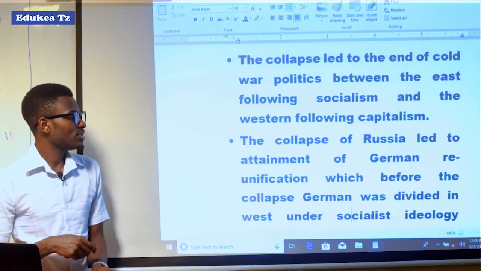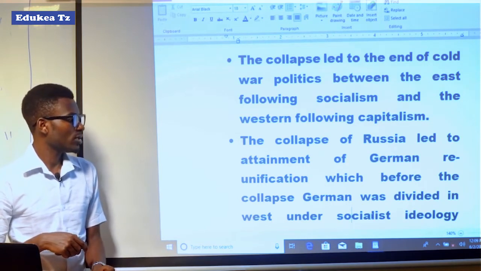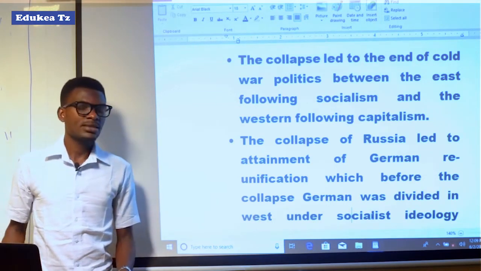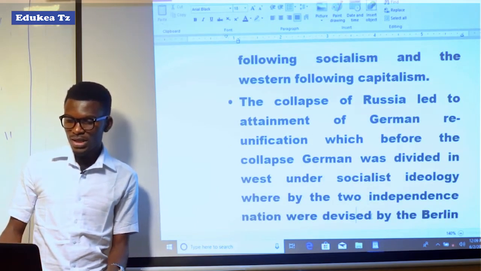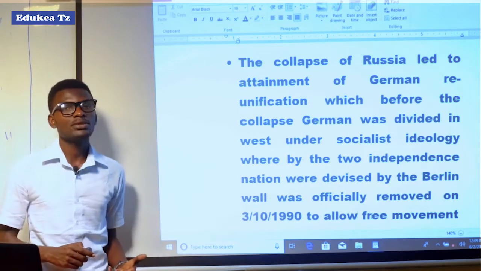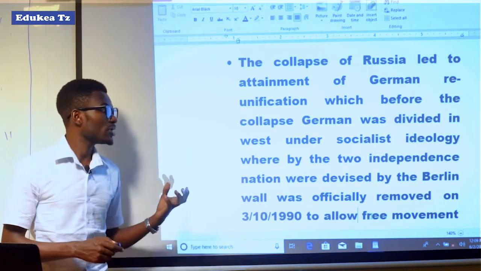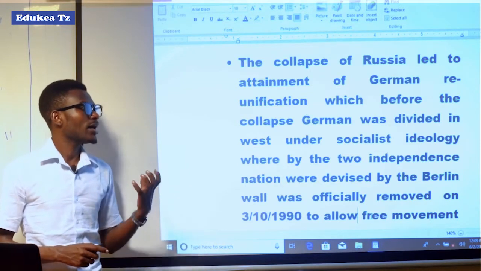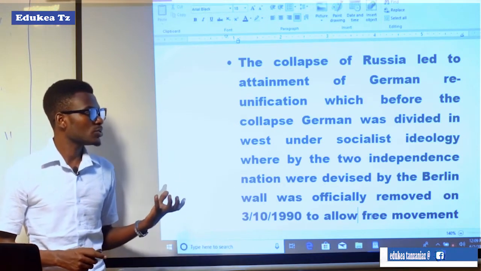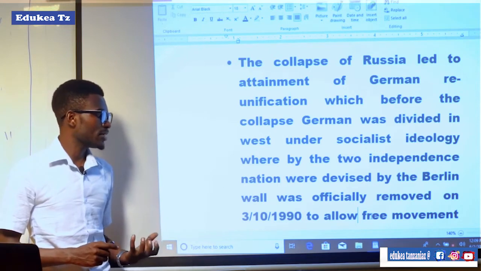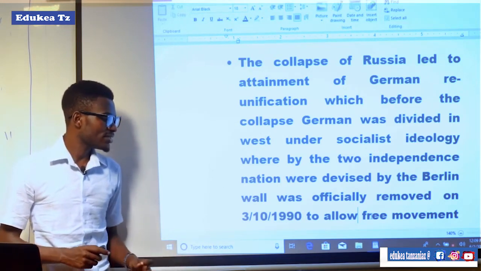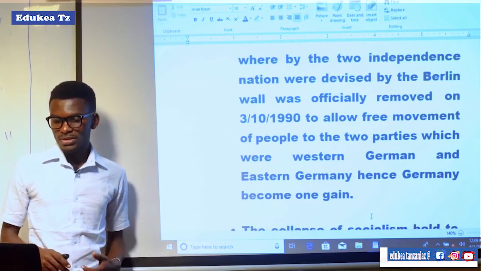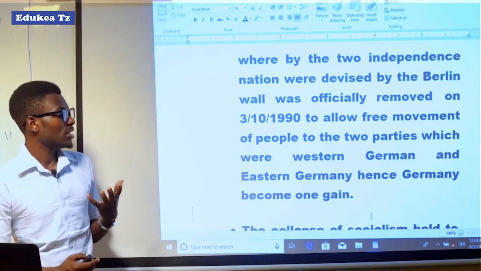Another effect: the collapse of Russia led to the attainment of German reunification. Before the collapse, Germany was divided into West and East, one under socialist ideology and the other under capitalist ideology, and the two independent nations were divided by the Berlin Wall. The wall was officially removed on 3rd October 1990 to allow the free movement of people from West Germany to East Germany, and vice versa.